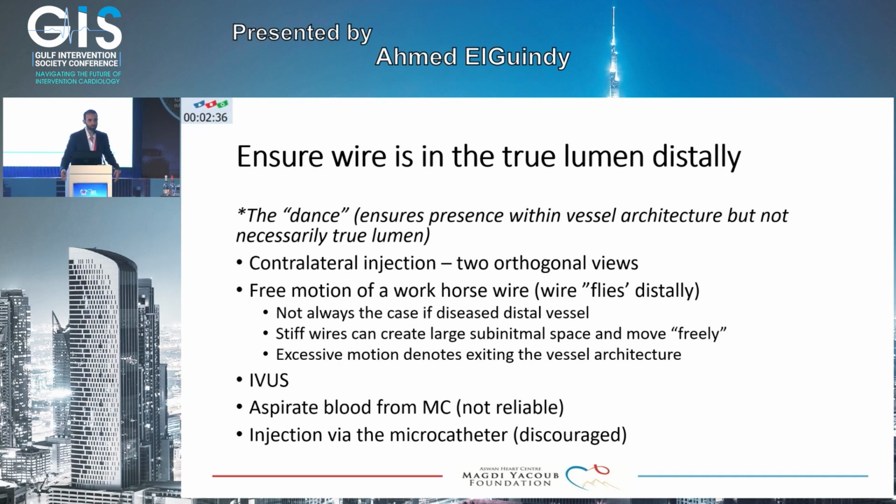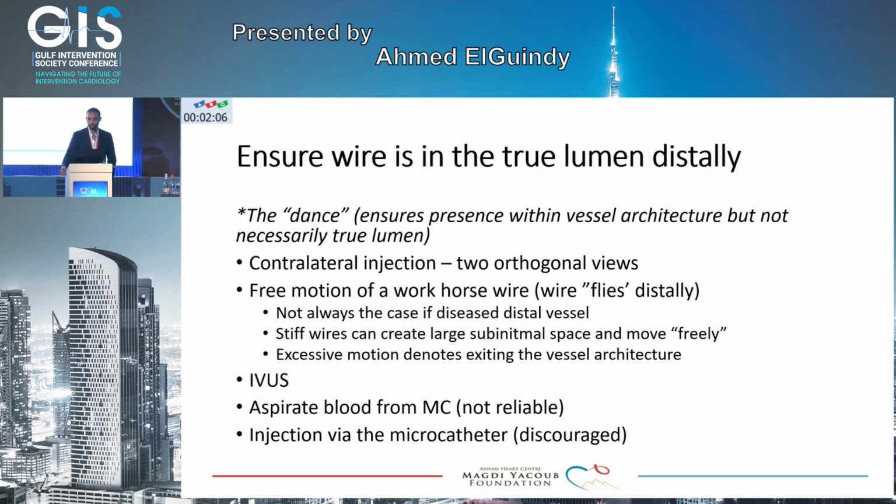So once we've crossed the CTO segment, you really want to make sure that, number one, you are in the vessel architecture, because a wire-based perforation is safe in the vast majority of instances, but if you advance your microcatheter or a balloon outside the vessel architecture, this is where trouble starts to happen. So the first thing is to make sure you're in the vessel architecture. It doesn't really matter at this stage if it's true lumen versus subintimal, but if you're in the vessel architecture, we can move to the second stage.